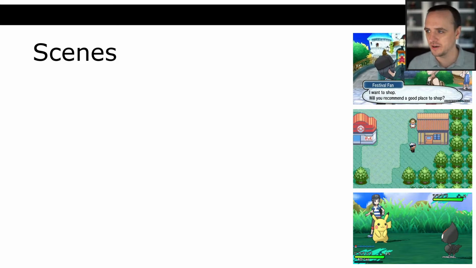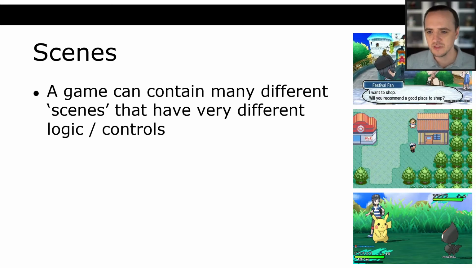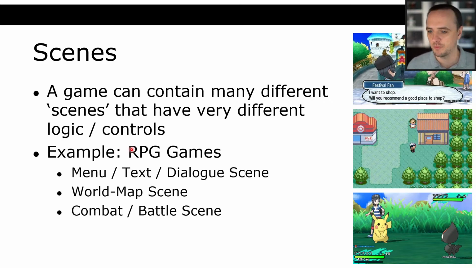So again, what is a scene? I think this is probably the third time in this course that I've explained what a scene is. So a game can contain many different scenes that have different logic or controls. For example, in RPG games like Pokemon over here, or Final Fantasy, we may have different scenes that are completely different. So we may have a menu or a dialogue scene up here where we're talking to some NPC, and in that scene, my up and down may be just selecting options from a menu, for example. Like you can say hello, or you can say go to hell, something like that.